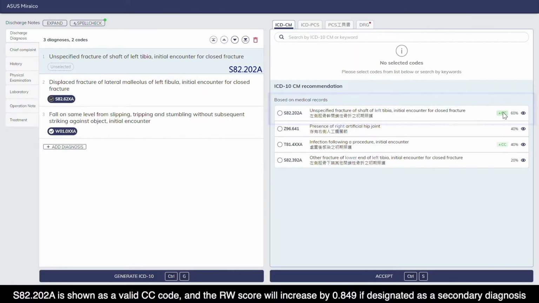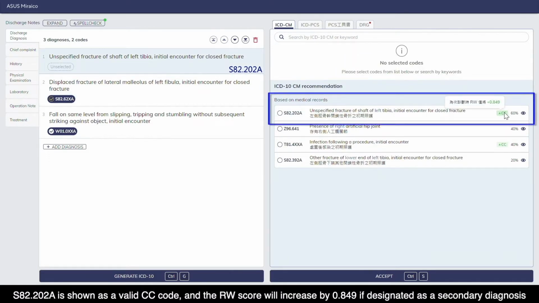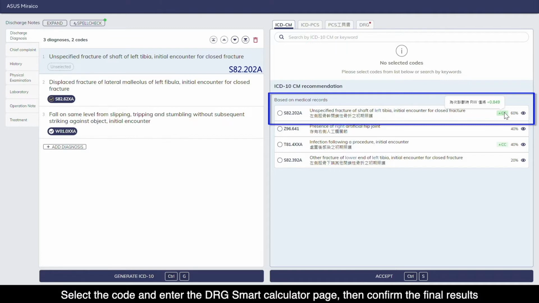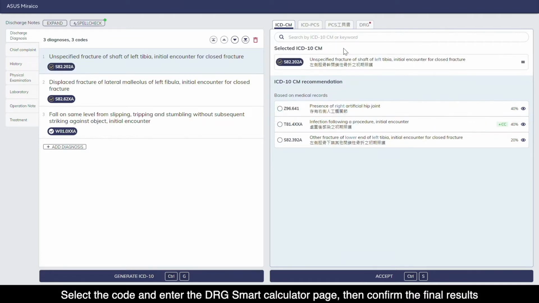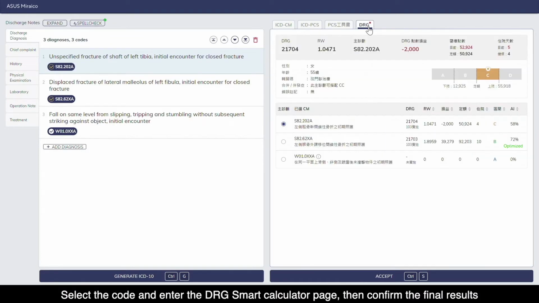SA2.202A is shown as a valid CC code, and the RW score will increase by 0.849 if designated as a secondary diagnosis. Select the code and enter the DRG Smart Calculator page, then confirm the final results.